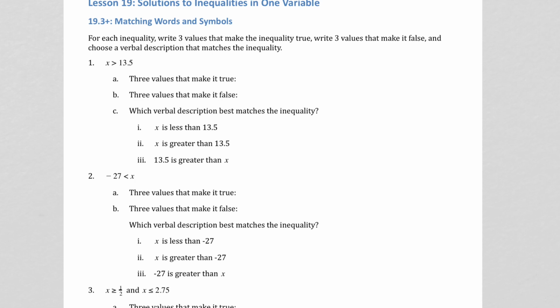So let's see here, 3 values that make it true. Let's just pick some big numbers. So we have x is this sign 13.5. So we're going to say, let's say 20, let's say 1,000 or 100. Well, let's say 1,000. And then we'll say 1, let's say here. I'll just say 100. Okay. 3 values that make it false. 0, -2, 10.